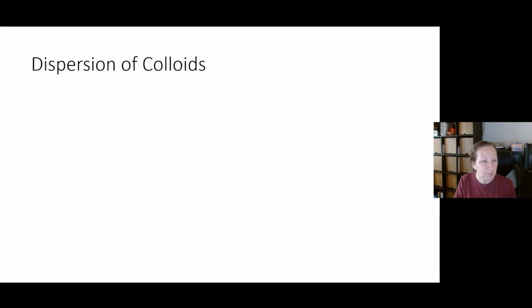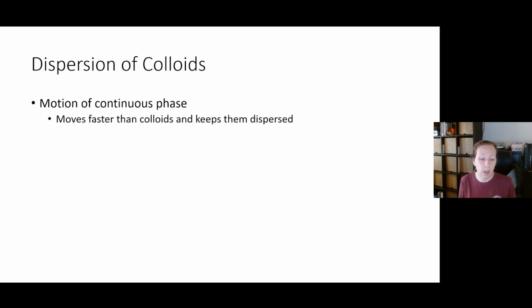Our cameo. Okay, so how colloids are dispersed. What makes a colloidal dispersion? Okay, so the continuous phase in the colloidal dispersion or a solution is going to be moving, okay? But in the case of a colloidal dispersion, that continuous phase is going to be moving faster than the colloids, and that keeps them dispersed. It kind of keeps them from settling or rising to the top.